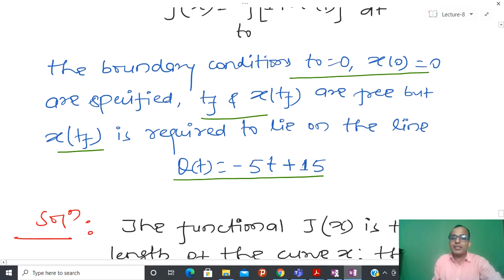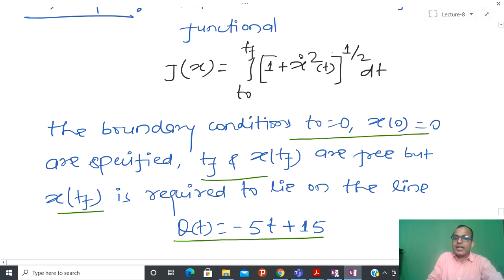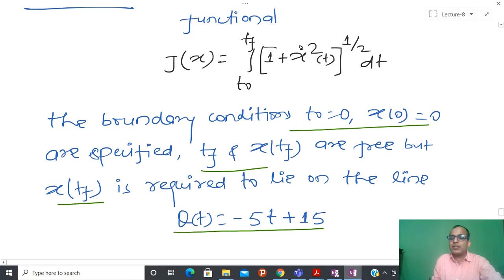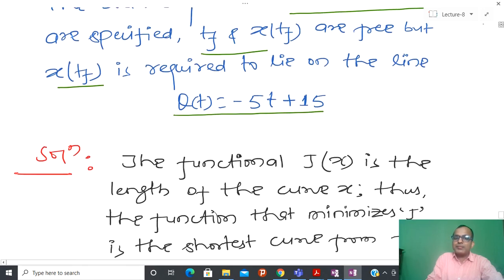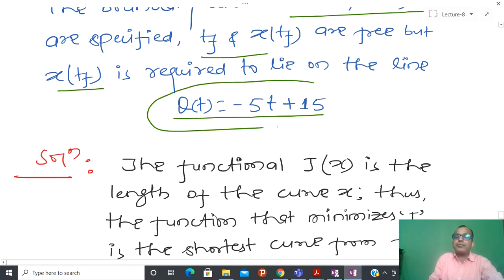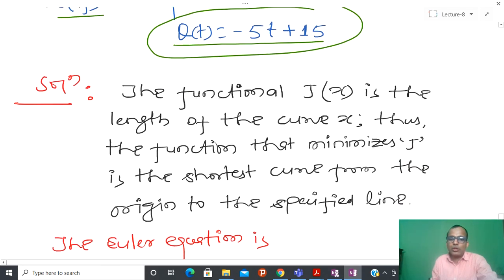So this kind of relation I have, and if you see carefully, this kind of functional comes into picture whenever we are talking about shortest distance between two points. But here I have to find the shortest distance from the origin to this kind of curve, and that curve is theta(t) equal to minus 5t plus 15. So based on the problem specification, this curve might be different. This might be a parabola or something else. So now try to see how to solve this problem.